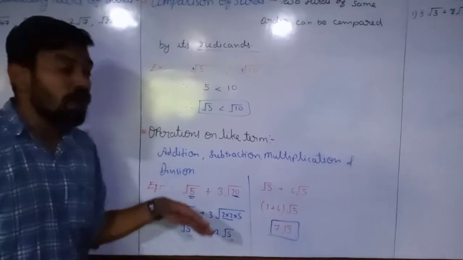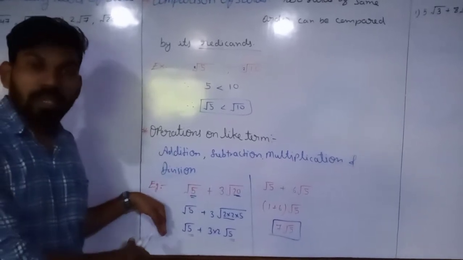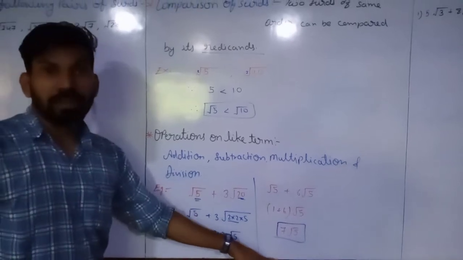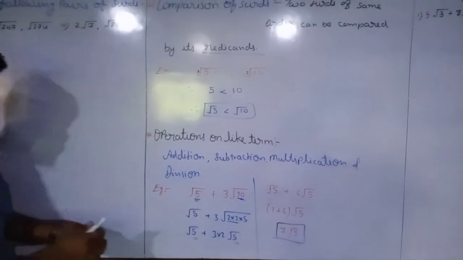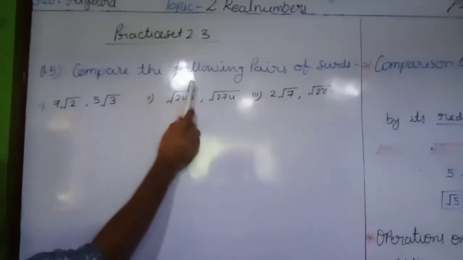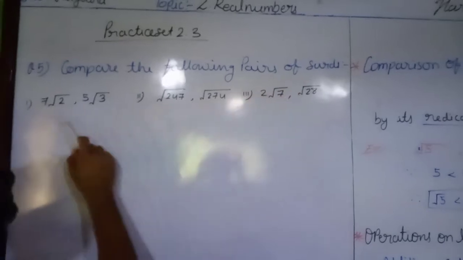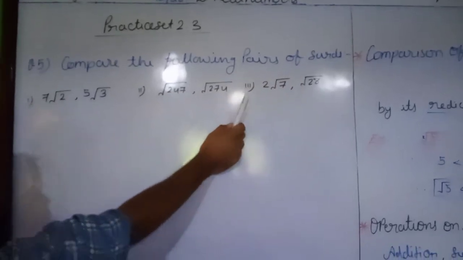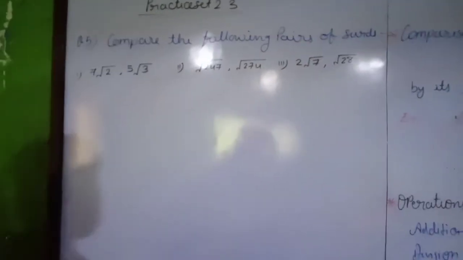For example, we have now seen that we can solve the sums. Let's start practice set number 2.3. Question number 5: compare the following pairs of surds. Here we have a few questions, a few pairs, and now we can do the comparison.